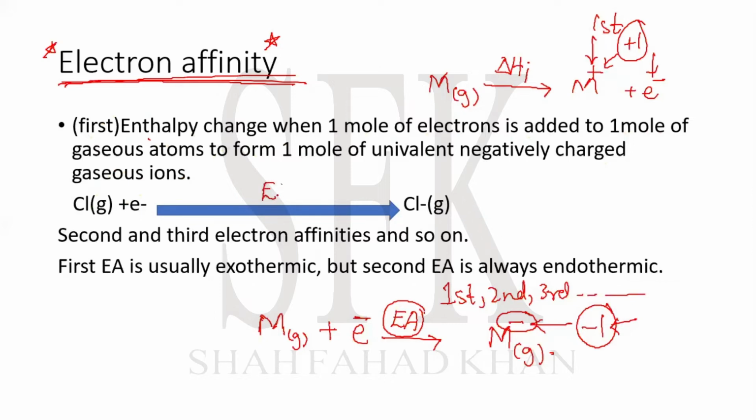So the first electron affinity in this case, of chlorine. Now, second and third electron affinities and so on. Remember one thing: this first electron affinity is generally exothermic.